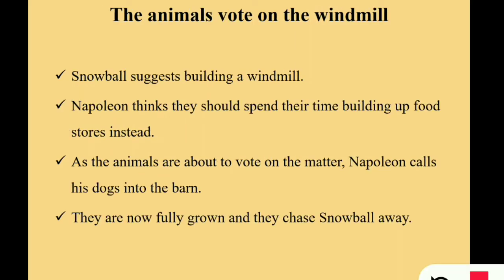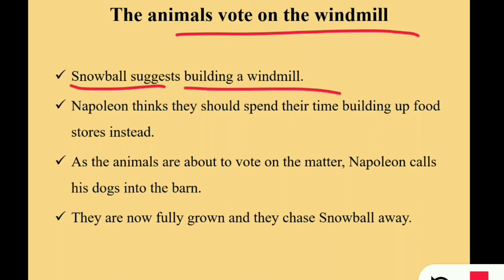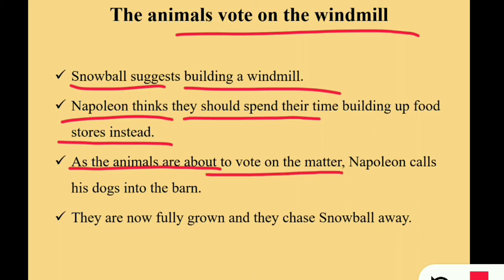The animals vote on a windmill. Snowball suggests building a windmill. Napoleon thinks they should spend their time building up food stores instead. As the animals are about to vote on the matter, Napoleon calls his dogs into the barn. They are now fully grown and they chase Snowball away.